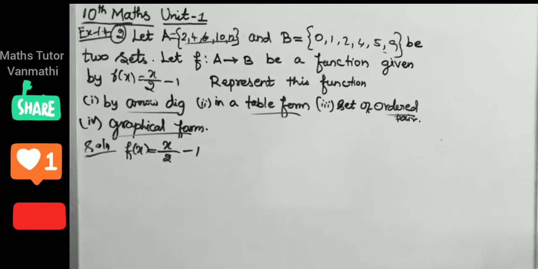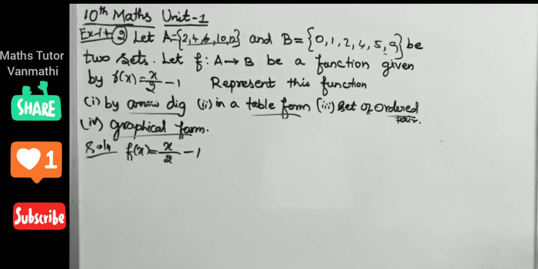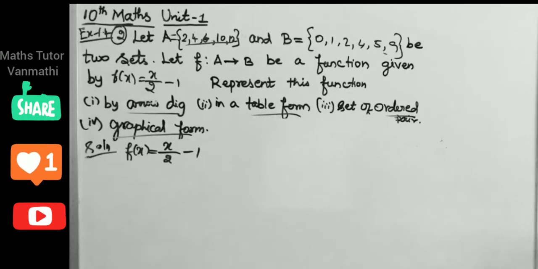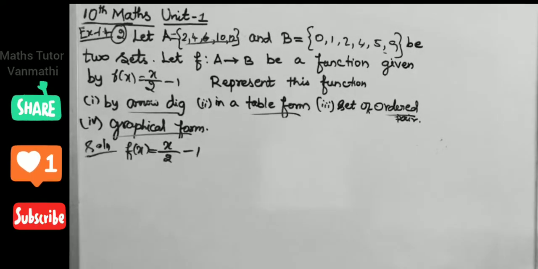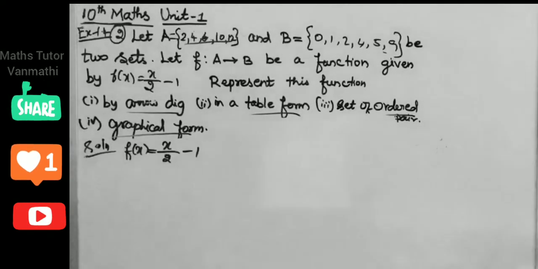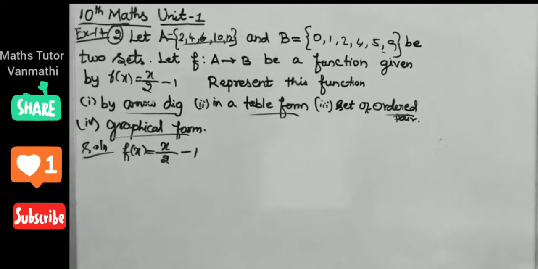Exercise 1.4, second problem. A equal to {2, 4, 6, 10, 12}, B equal to {0, 1, 2, 4, 5, 9}. Let A and B be two sets, and let f from A to B be a function given by f of x equal to x by 2 minus 1. We are going to represent this by arrow diagram, table form, set of ordered pairs and graphical form. As we have seen in the last example, the same model we are following here. So here one condition is given: f of x equal to x by 2 minus 1.